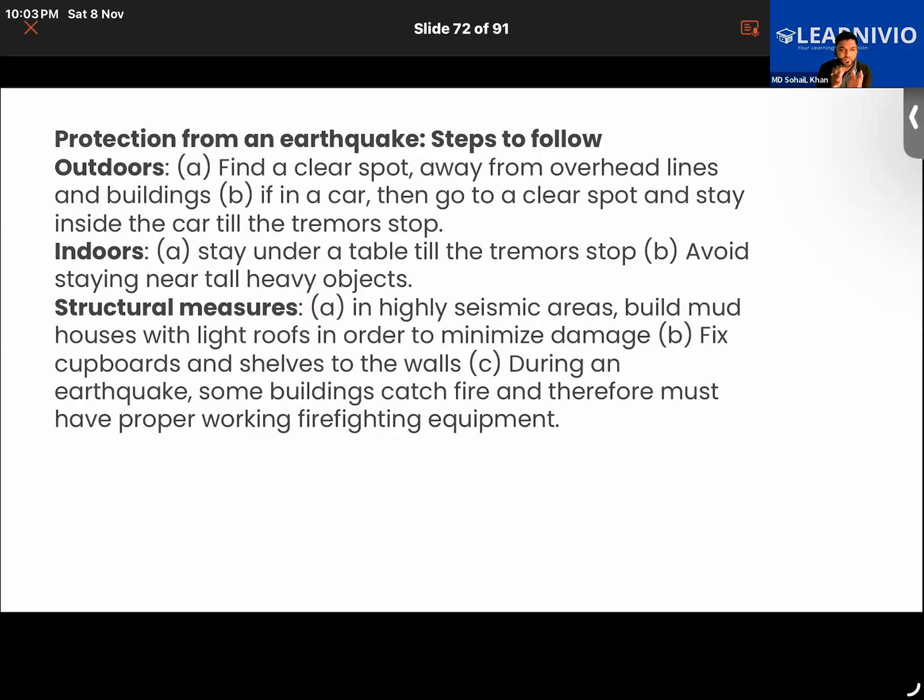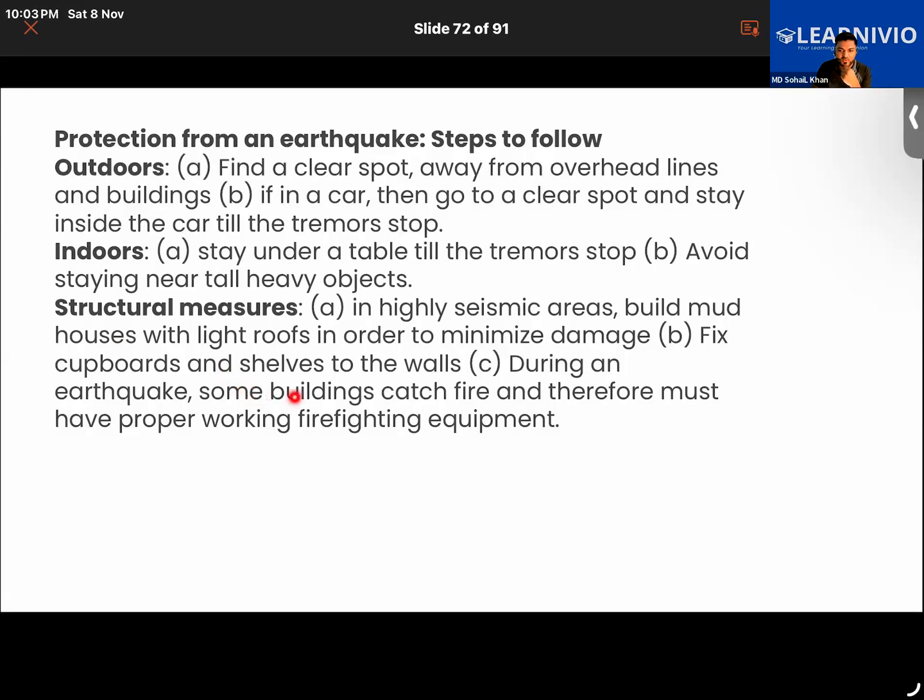So those are the protections that one can take if an earthquake has occurred right now. But suppose someone has to build a building in a very seismically active zone, so they need to build in accordance with that. In highly seismic areas, one should build mud houses with light roofs in order to minimize the damage, because light roofs, even if they were to fall over a person, won't do much damage, right? Fix cupboards and shelves to the wall.